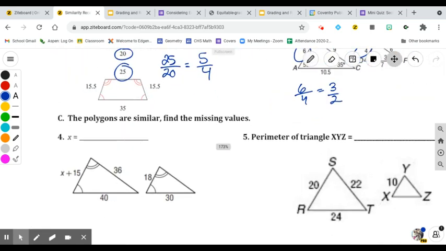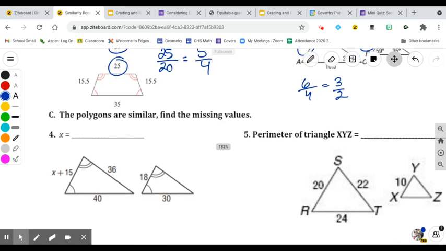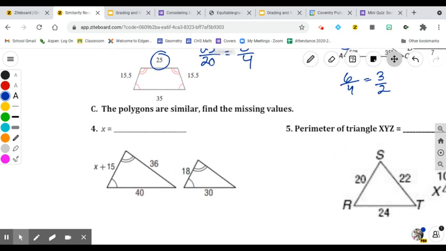Okay, and then the last two are examples where we know they're similar. We're not testing to see if they are. We know they're similar, and we're asked to find a variable in this case. And then number 5, we're finding the perimeter. But for this one, remember, you just write a proportion. So see how x plus 15 corresponds to 18. So you put x plus 15 over 18. And then 36, we don't know what this one is, so you're not going to use 36. You're going to use 40 and 30.